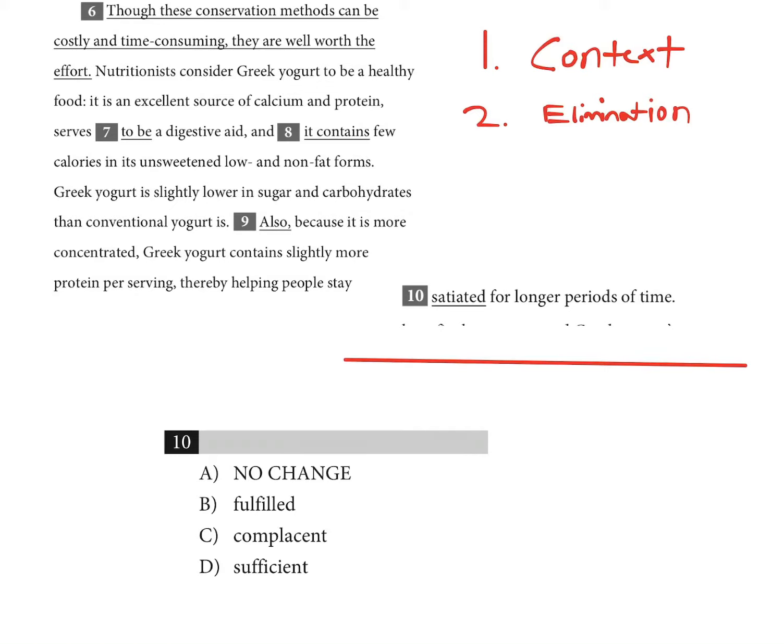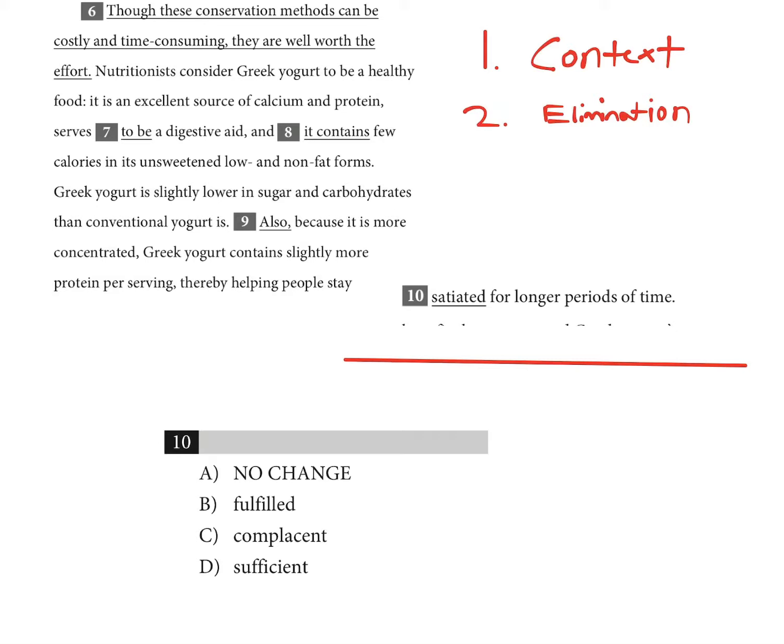And the second thing to do after you figure out context is to then use elimination. So if you figure out words which simply don't make sense in the sentences that they're used in, then you want to be able to eliminate them and continue doing that until you get to the right answer, even if you don't know exactly what a word means. So this is a prime example of that.